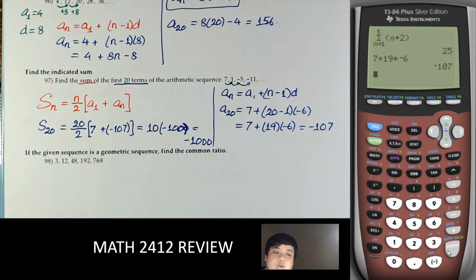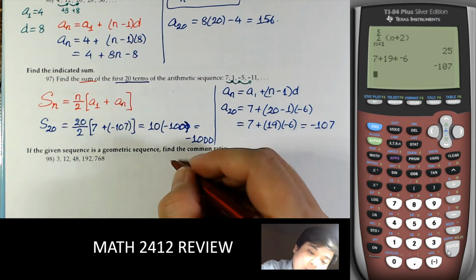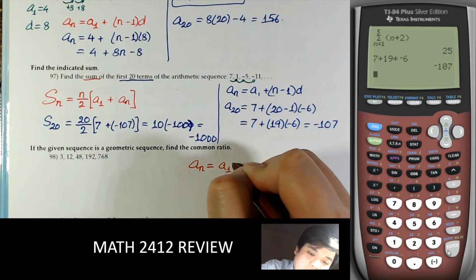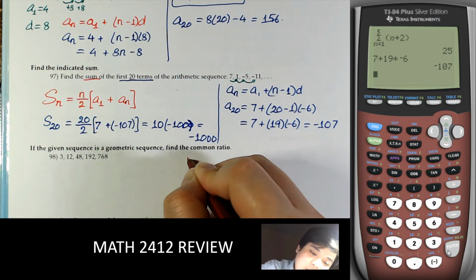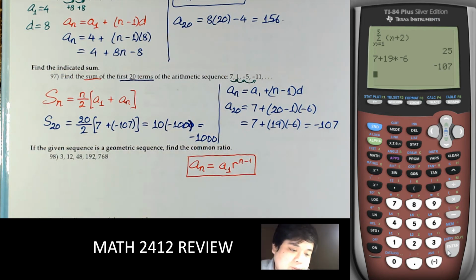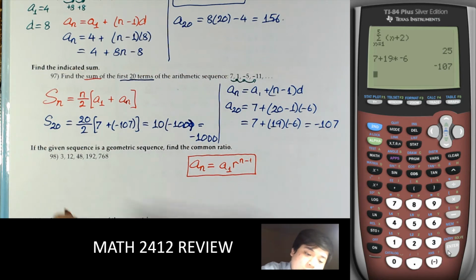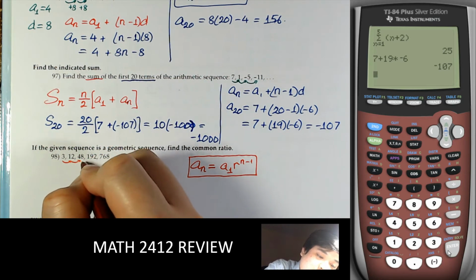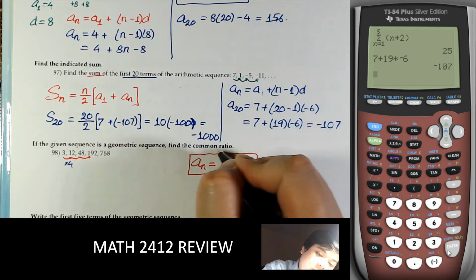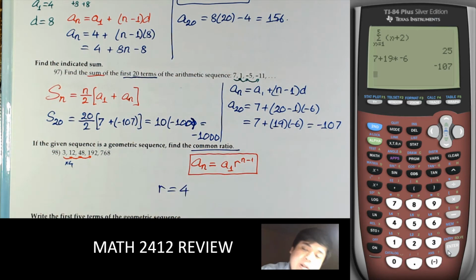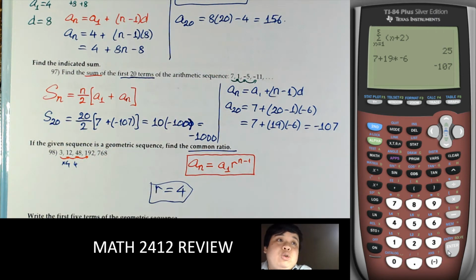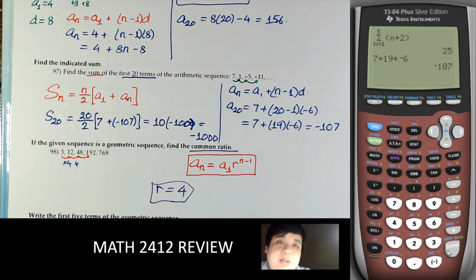Next we go to geometric sequences. For a geometric sequence, a sub n is starting from the first term, but this time with the ratio: a1 times r to the n minus 1. The common ratio is what we have to multiply by to go from one term to the next. This one we need to multiply by 4, so that is the common ratio, the number that we multiply to get from this term to the next.